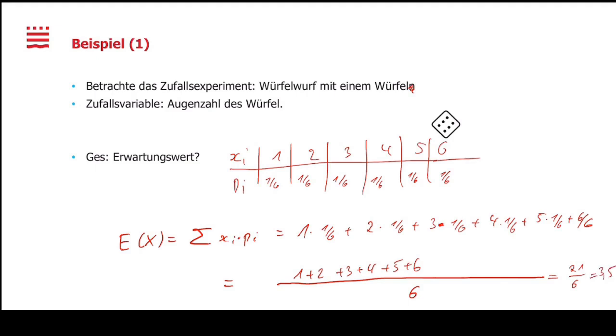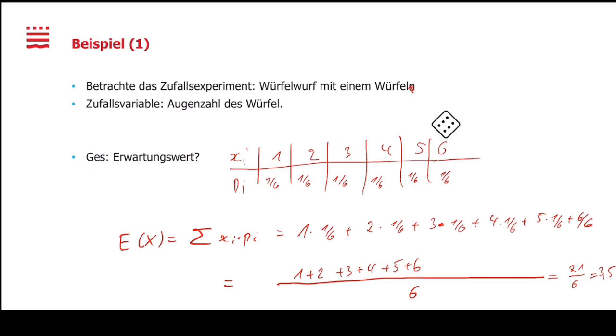Okay. And that is also going in a direction that we would expect, because 3.5 is exactly the mean or the arithmetic mean of the numbers 1, 2, 3, 4, 5, 6. And that makes sense because all probabilities are equal, so the expected value in this case actually gives us the arithmetic mean of all values.